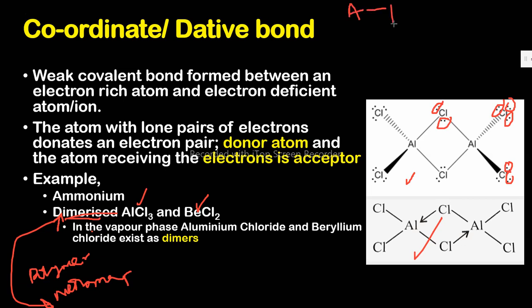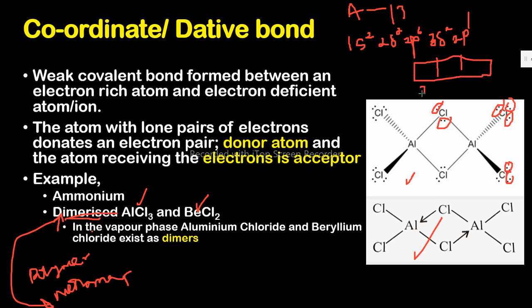Aluminium is 13. So this is 1s2, 2s2, and then 2p6, and then 3s2 and 3p1. So you can see the p subshell has px, py, and pz. So this is px, this is py, and this is pz. So the py and the pz are empty. There is nothing there.